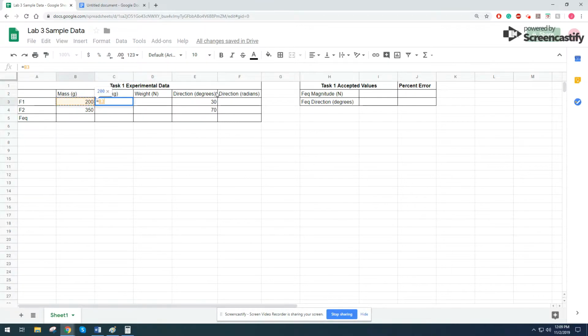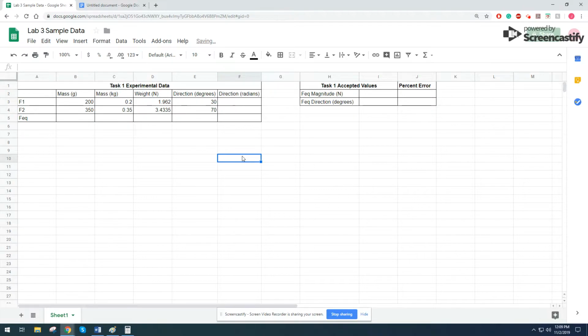Mass in kilograms, you've done this before, divide this by 1,000. And I can just drag it down to do the same calculation for this guy. And for the weight, sorry, in newtons, multiply this by 9.81. You've done this before as well.